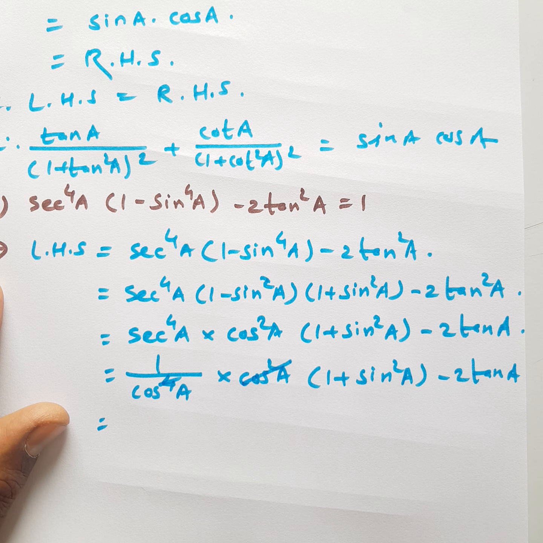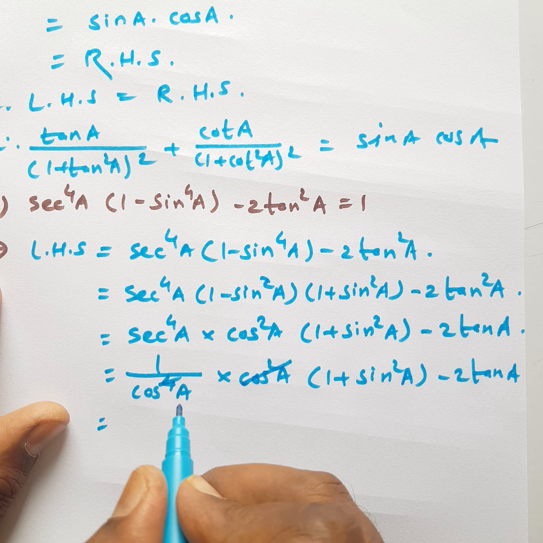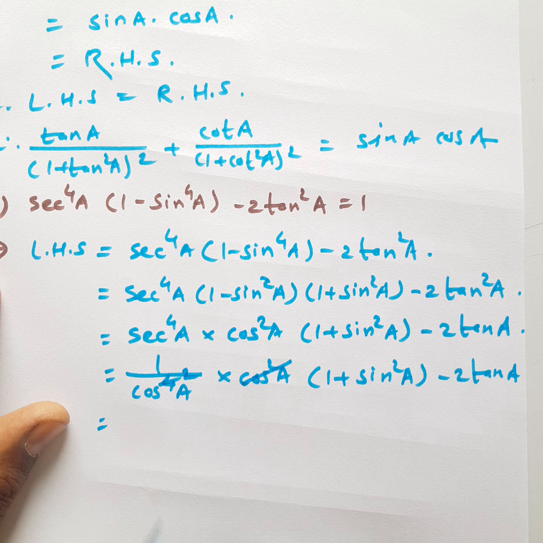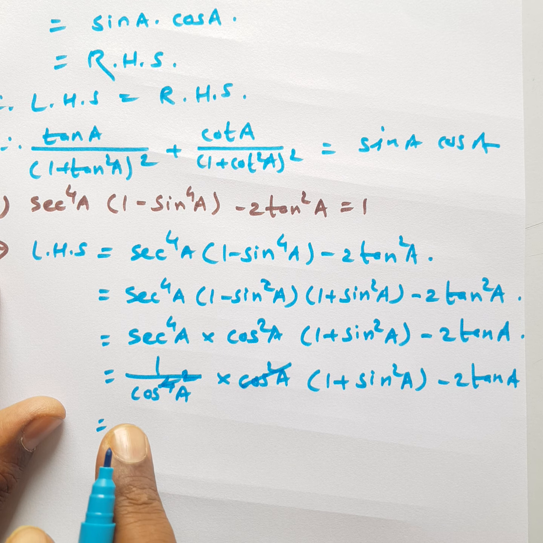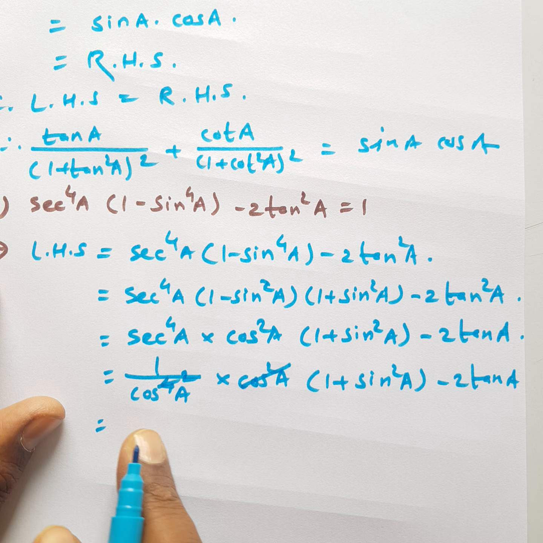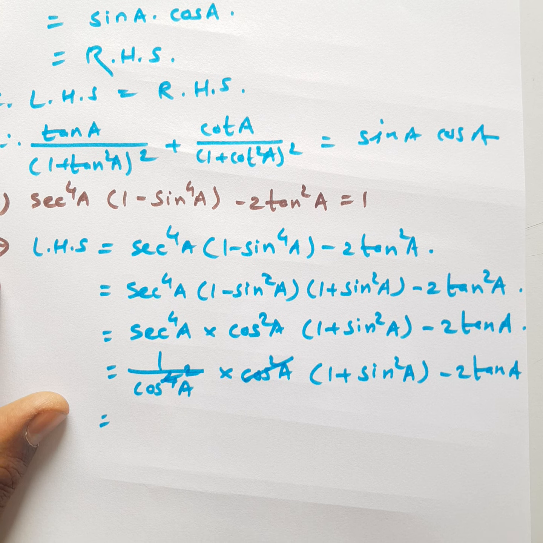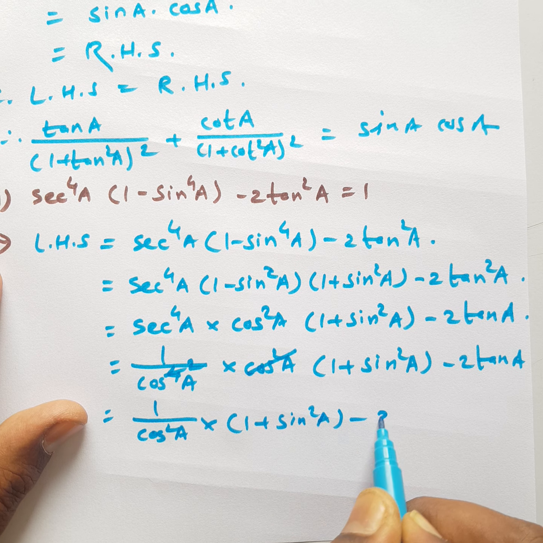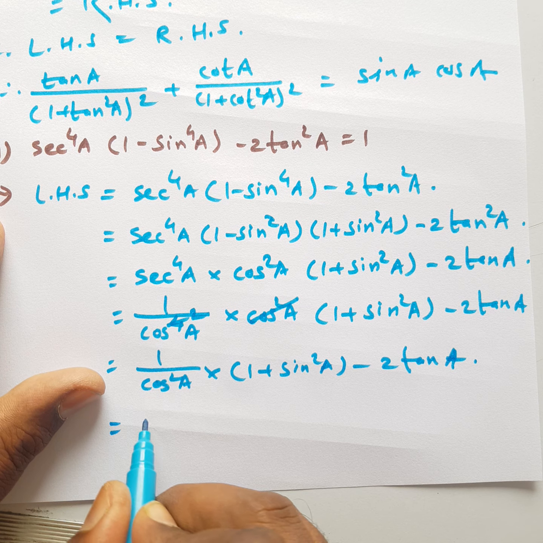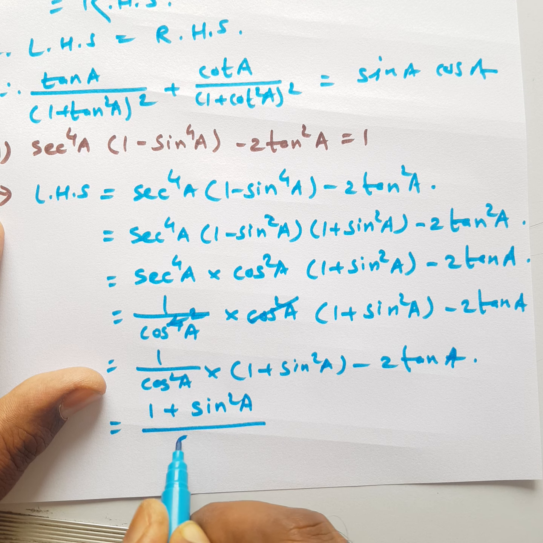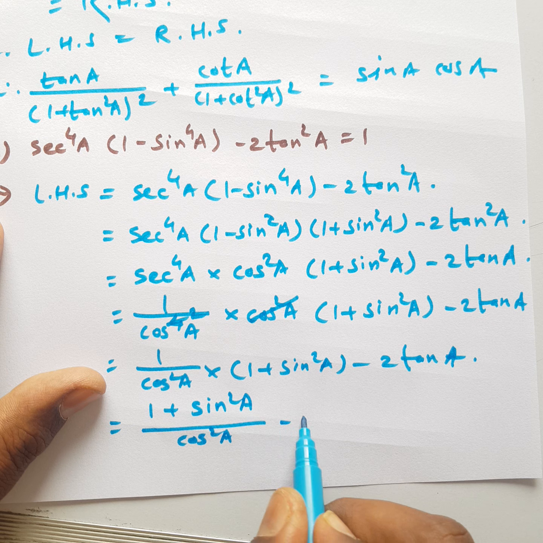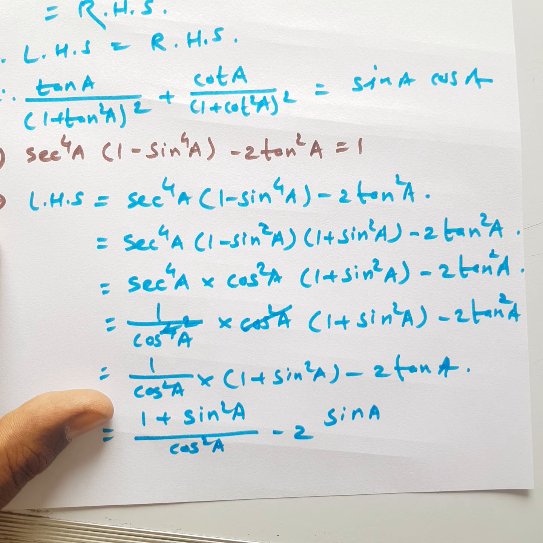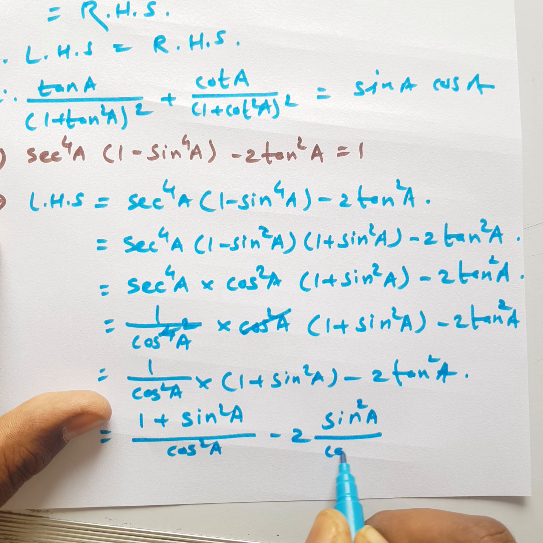Here cos square A and this cos raised to 4 A will be cancelled. Therefore it will be 1 upon cos square A, because cos raised to 4 A means cos square A into cos square A. One cos square A will be divided by this cos square A and then 1 upon cos square A remains. So 1 upon cos square A into 1 plus sin square A, minus 2 tan square A. Therefore it will be 1 plus sin square A upon cos square A, minus 2 into tan square A, which is sin square A upon cos square A.